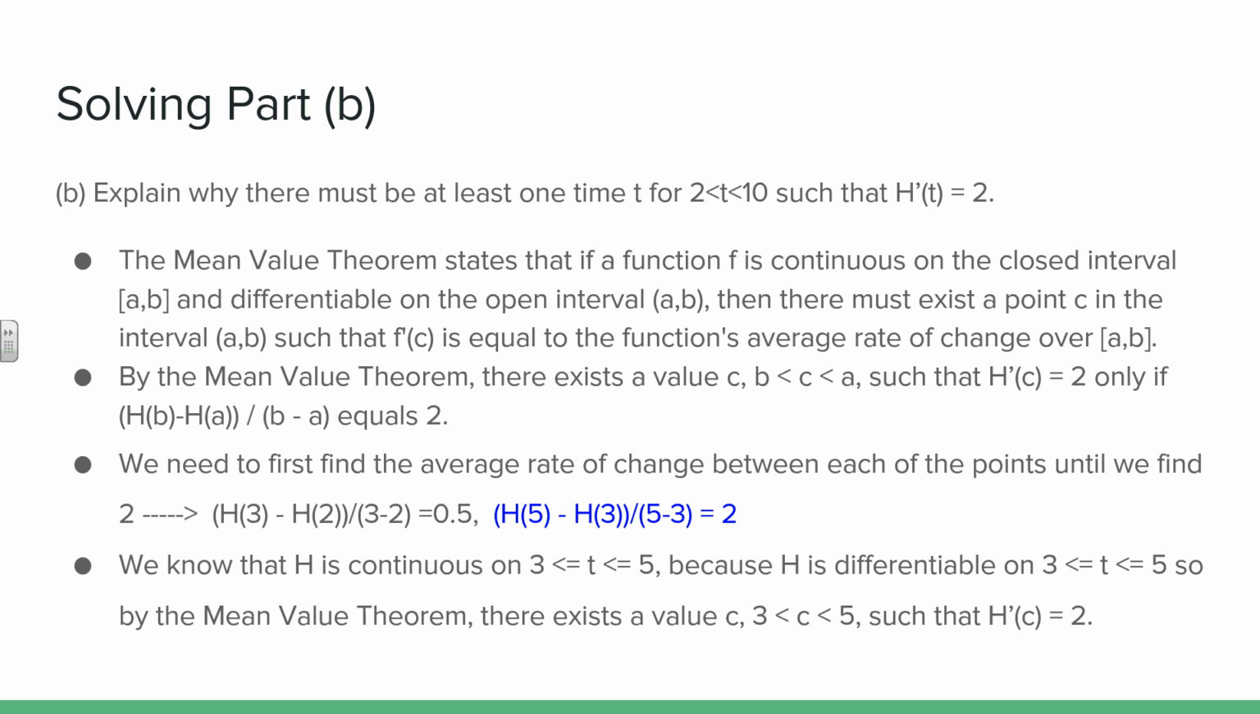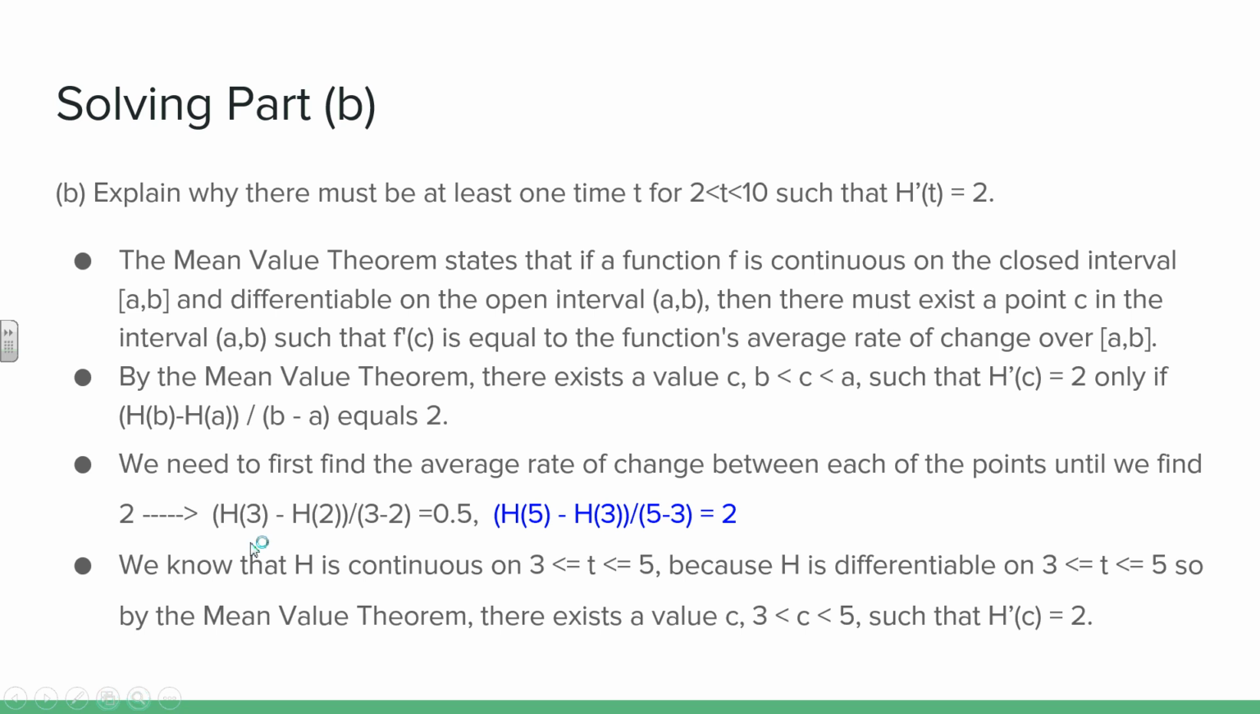of change. And the mean value theorem says that h prime of c can equal 2 only if the average rate of change equals 2 for some values a and b. So basically what you want to do is take the values from your table and just try to find 2, where if you find the slope between them, you get 2. And so the first time that happens is if you choose 3 and 5 as your values.